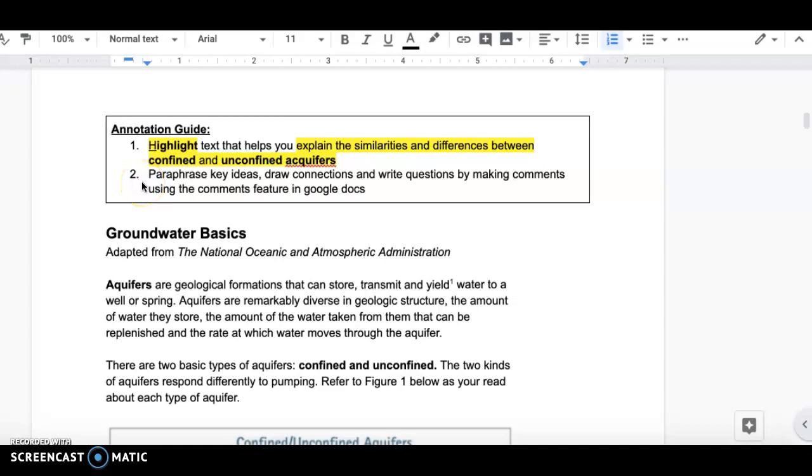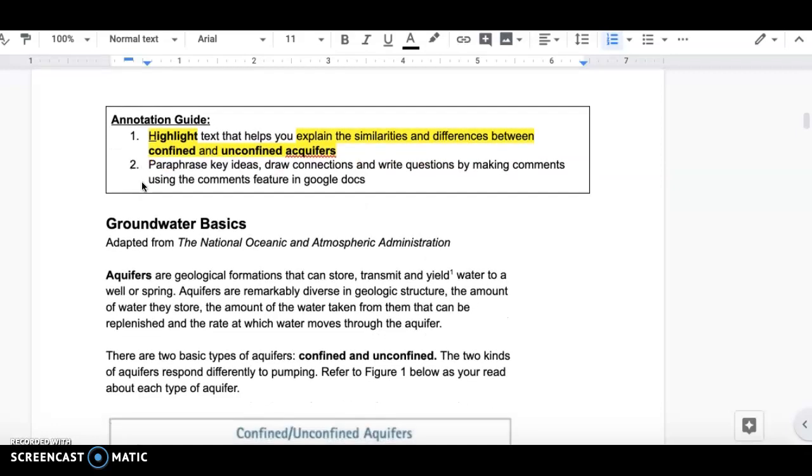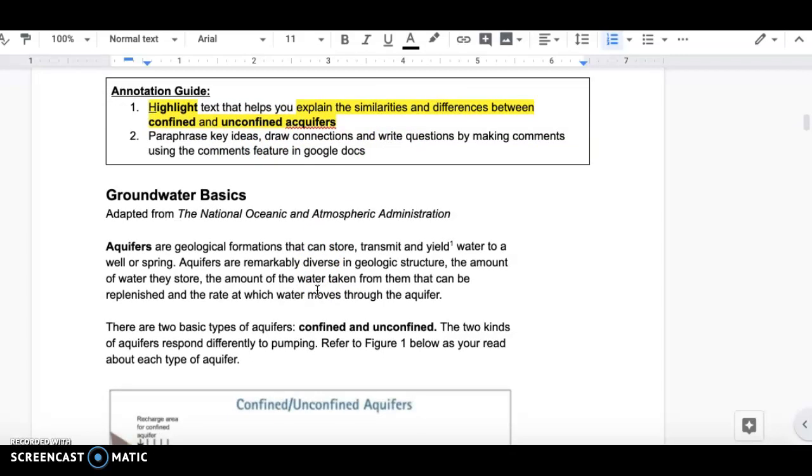Reading the article on page 2 and 3 of your Learning Target 17 packet about groundwater and the types of aquifers, confined and unconfined. So as we read, we're going to make sure to highlight text that helps explain similarities and differences between confined and unconfined aquifers, as well as paraphrasing key ideas, making connections, and writing questions and Google comments.